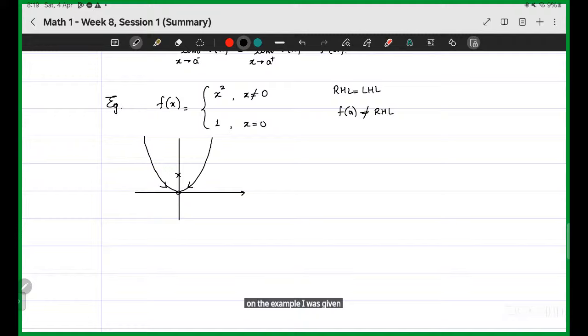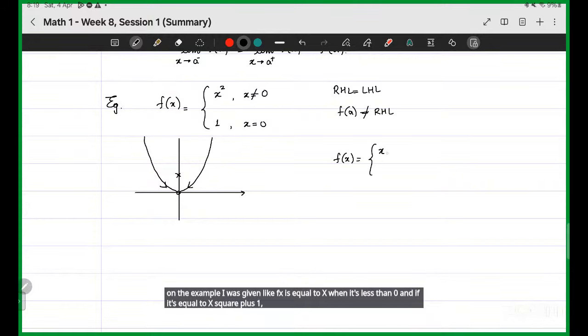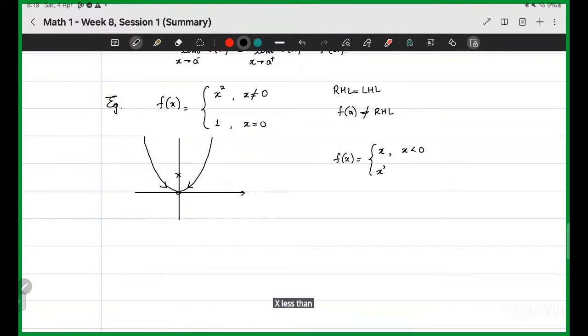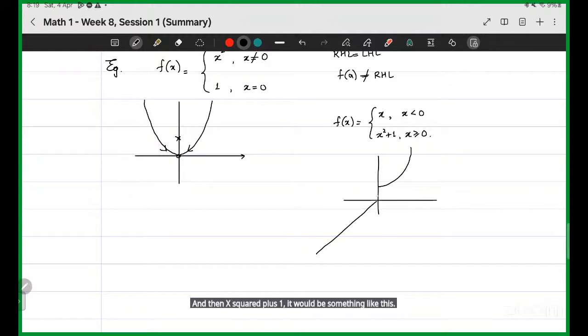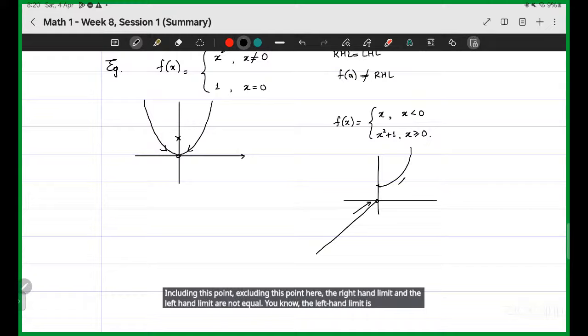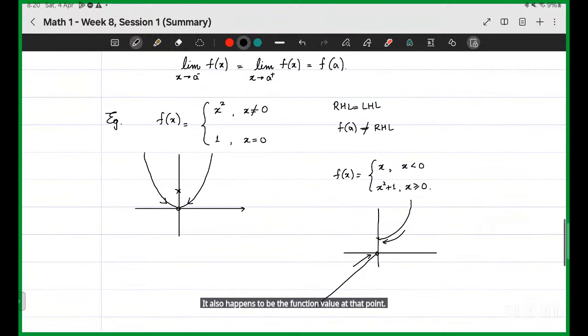The example I was giving, like f(x) is equal to x when it's less than 0, and f(x) is equal to x square plus 1 when it's more than 0. This one would not qualify for this class. For x less than 0 it would be the straight line, and then x square plus 1, it would be something like this, including this point, excluding this point. Here the left hand limit is 0 and the right hand limit is 1, which also happens to be the function value at that point. So LHL is not equal to RHL. I want it equal to RHL, but not the function. Okay.